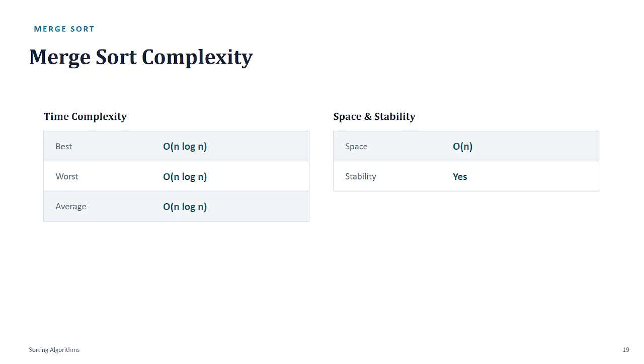Next is about its sort complexity. One of the biggest advantages of merge sort is consistency. Whether the input is already sorted or completely random, its running time remains almost the same. The only drawback is that it needs extra memory while merging.